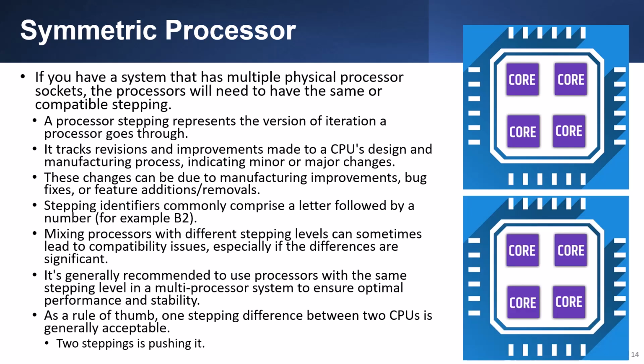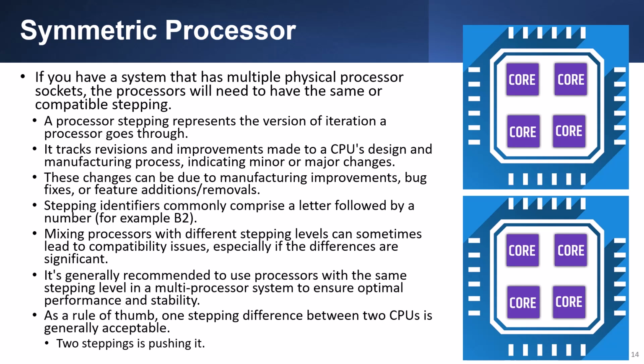If you have a system that has multiple physical processor sockets, the processors will need to have the same or compatible steppings. The processor stepping represents the version or iteration a processor goes through. It tracks revisions and improvements made to a CPU's design and manufacturing process, indicating minor or major changes. These changes can be due to manufacturing improvements, bug fixes, or feature additions and removals. Stepping identifiers commonly comprise a letter followed by a number, for example, B2.